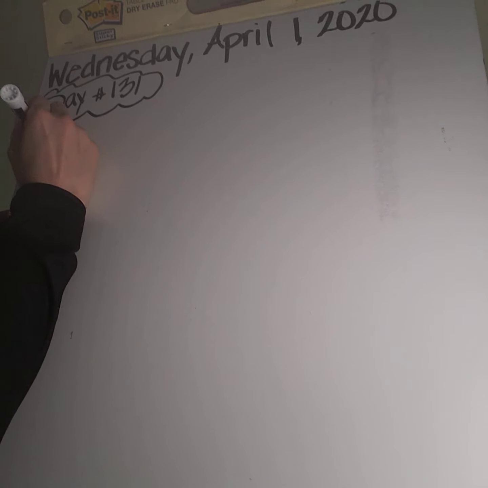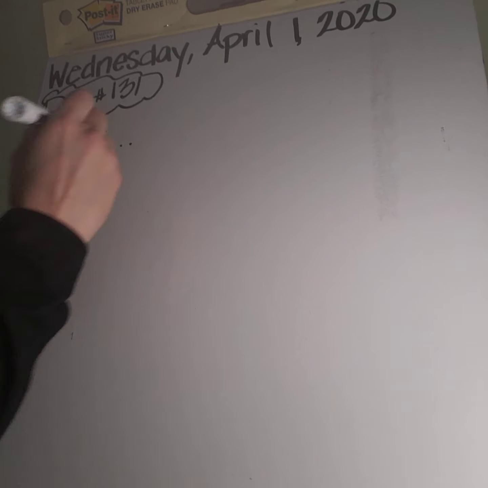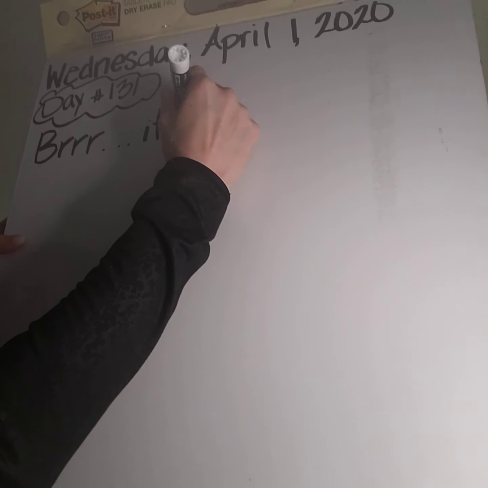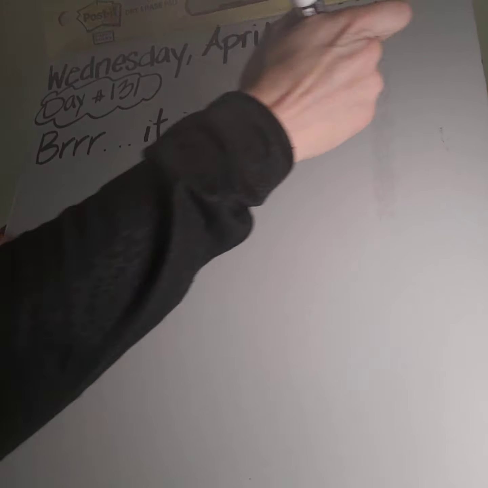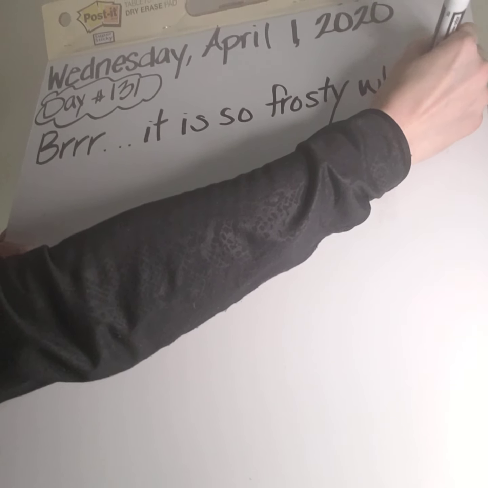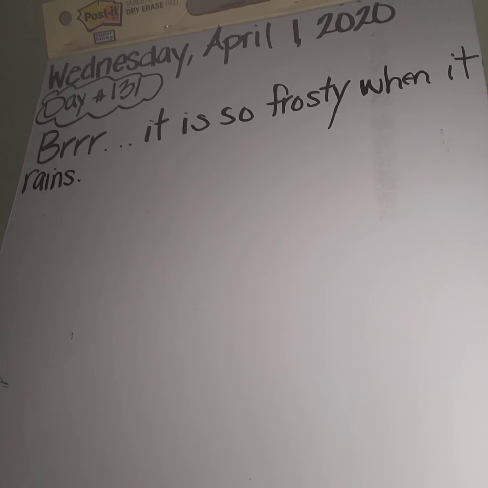So rain always makes me cold. So usually when I'm cold, I'm like, brr, brr. So I'm thinking that I'm going to start my story kind of like, sorry, now I'm going to turn you so you can see what I'm writing. Now I'm going to write, here's my sound at the beginning. Brr, that's like cold. It is so frosty when it rains. So that's my first sentence.